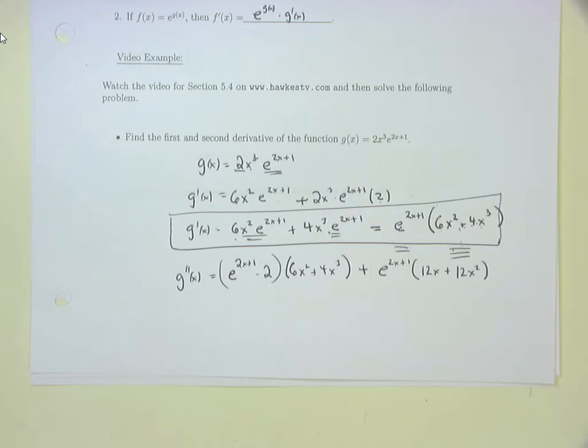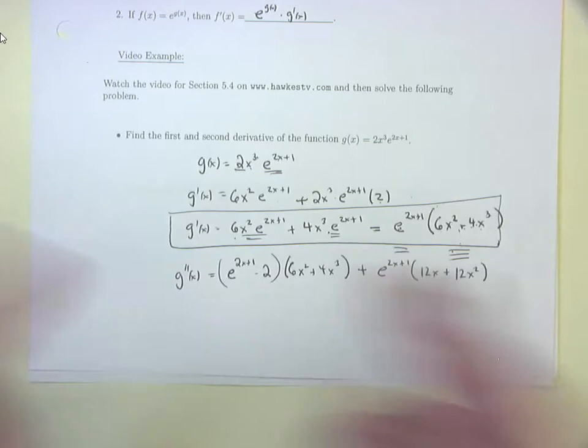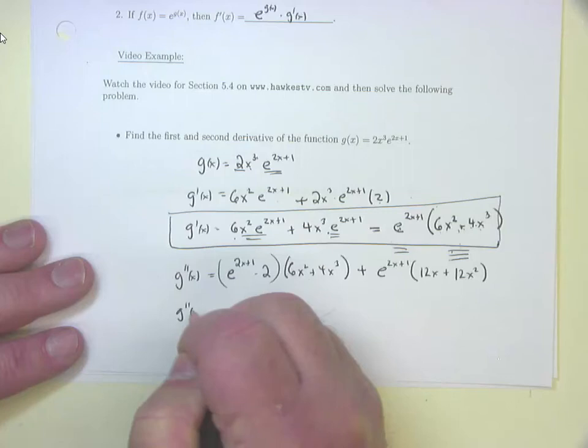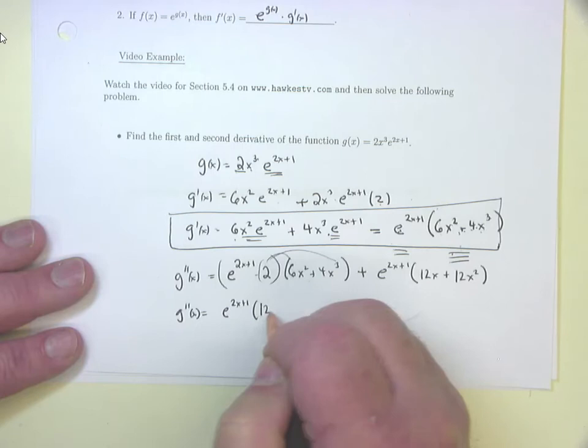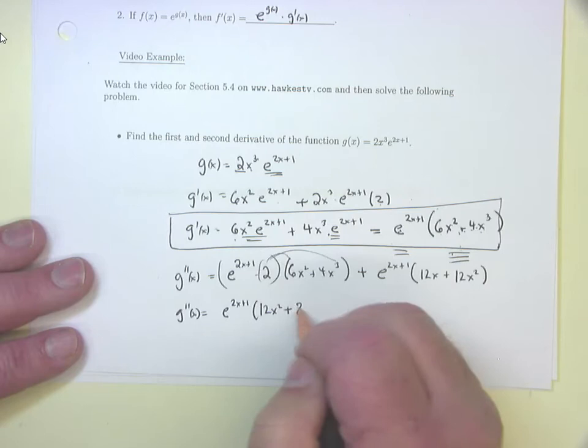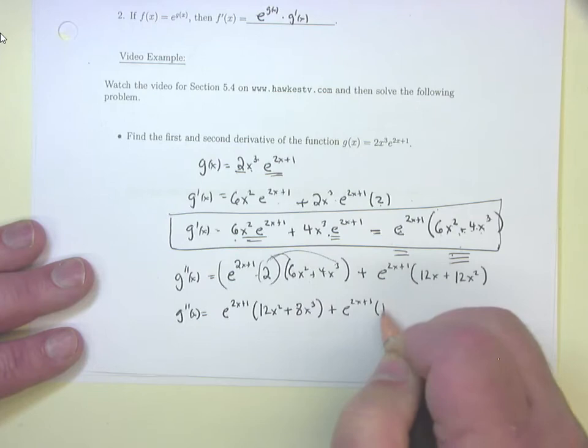You can clean them up if you want to. You can distribute the 2. You can factor and combine a bunch of like terms if you want to. That's up to you guys. There are lots of different ways you can have this answer looking. We'll take either one. The only thing I would do to this guy, I would leave it e to the 2x plus 1 times, and I would distribute the 2 throughout. That would make it 12x squared plus 2 times 4 is 8x cubed, plus e to the 2x plus 1 times 12x plus 12x squared.